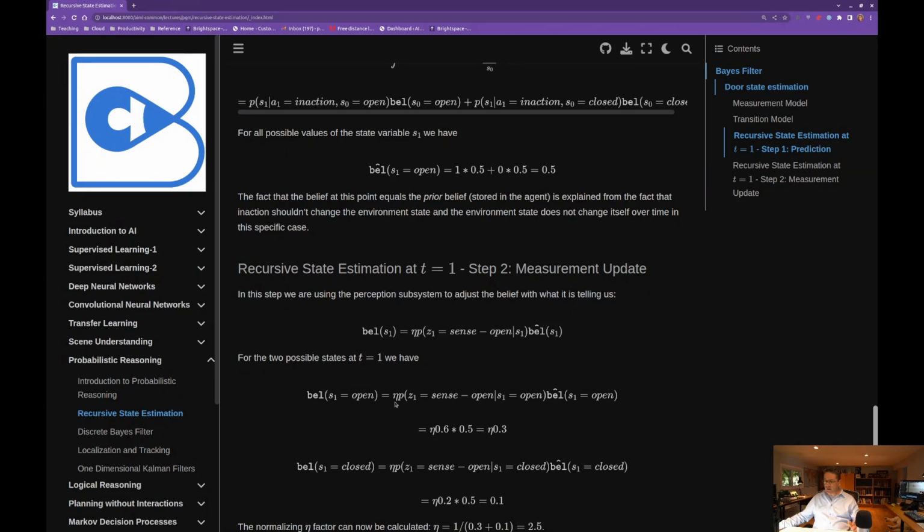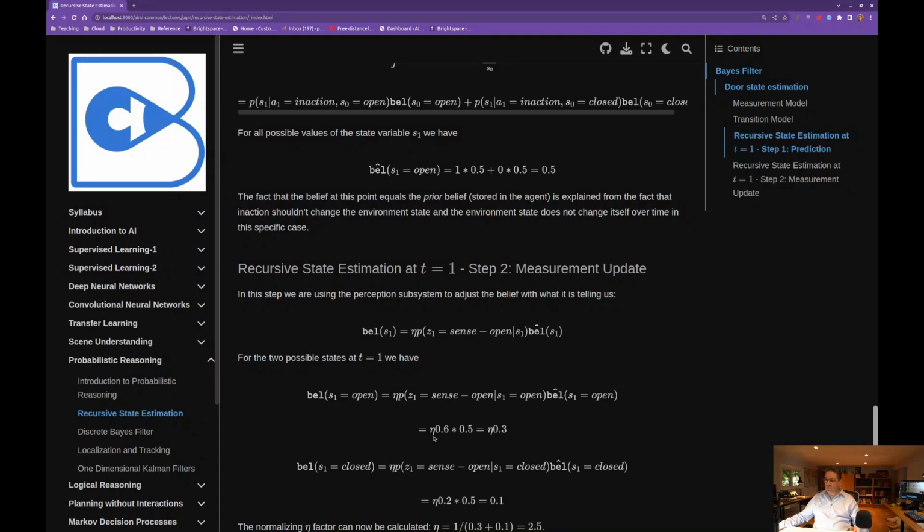We will leave it as such. Here we have this part coming from the measurement model, which we look up from the lookup table we specified earlier. And obviously the belief hat of where we believed we were, given the action we have taken, the inaction we took effectively earlier, is the one that we will plug in over here. Mind you that over here we also need to write the belief hat for S1 being closed, and this is again 0.5. That's the reason why I didn't write it over here.